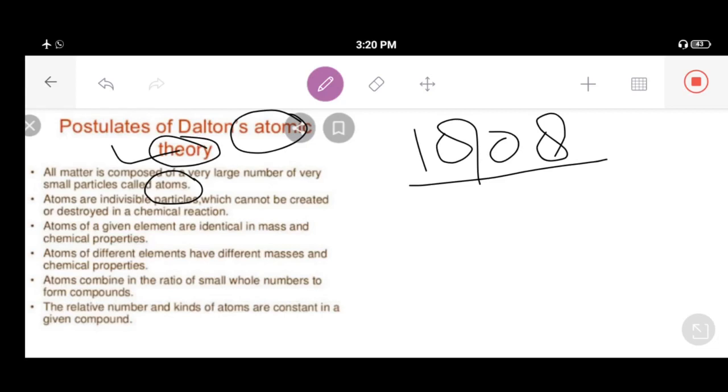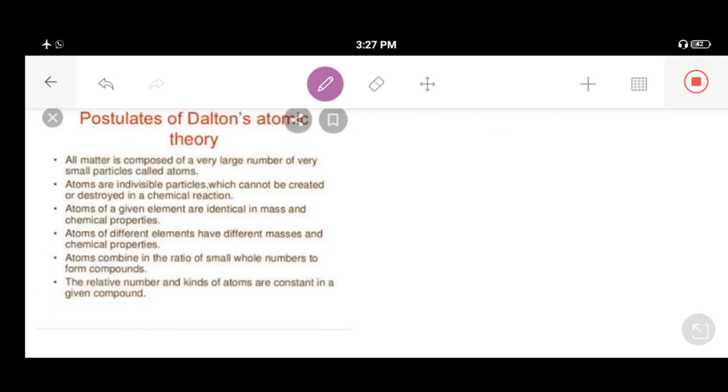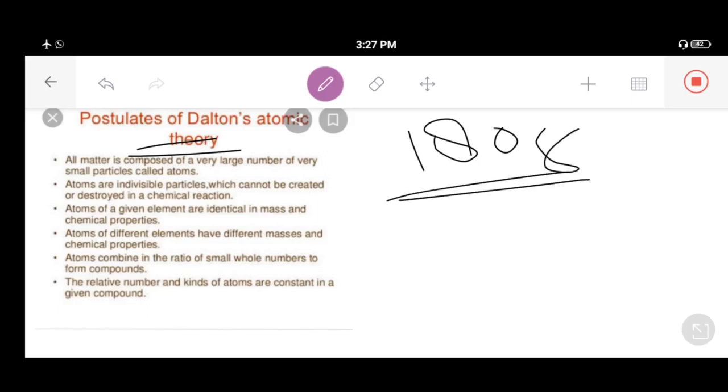So these were the two postulates, my dear students, we discussed in the last video lecture. Let's discuss some more postulates regarding John Dalton's atomic theory in today's video lecture. John Dalton gave this atomic theory in 1808, and as I told you, it is totally based upon the laws of chemical combination, like the law of conservation of mass and the law of definite proportions.